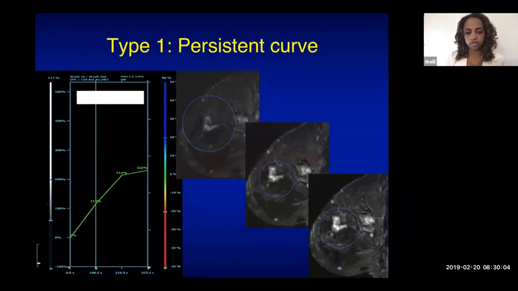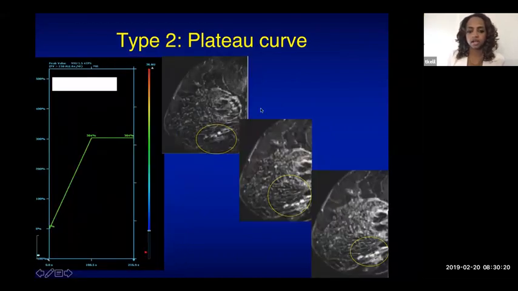So here's an example of what a type 1 or persistent curve would look like. You have the initial peak and then it keeps rising. And on the images, there's the finding, it enhances, and then after 2 minutes, it continues to enhance. So this is a persistent curve. A plateau curve, there's the initial rise, but then there is no significant change in the enhancement pattern after the first 2 minutes. Or if you look at the images, there's a finding, it enhances, continues to enhance, but after the 2 minutes, there's no significant change and it plateaus.